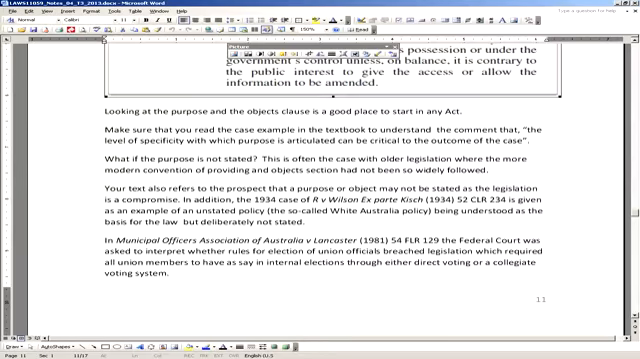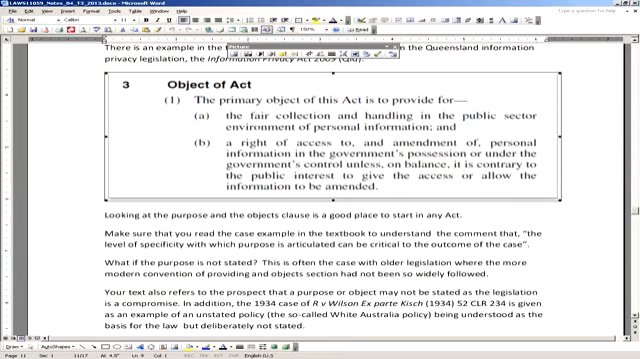And it's always helpful to consider that object. I think the hardest thing I find now is not trying to interpret a specific provision, but trying to find the relevant provisions.